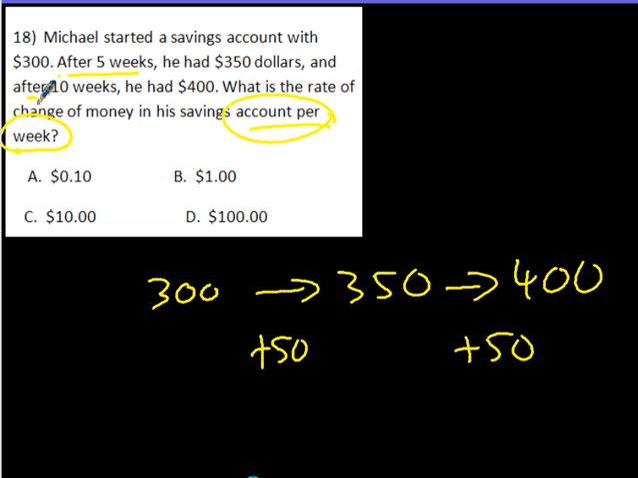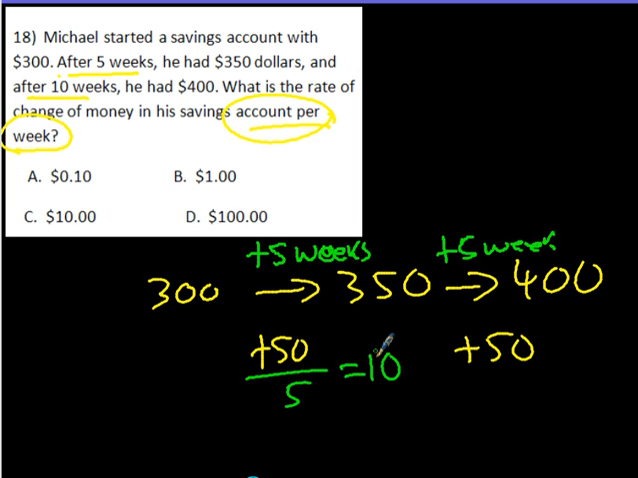After 10 weeks, which is another 5 weeks. So this is his growth plus 5 weeks, plus 5 more weeks. So it wasn't 15 total, it was after 5 and after 10. So 5 weeks, 5 weeks. Okay? So, rise over run, right? Time is going to be the independent and the growth in savings is dependent. So it's going to be 50 over 5 or $10 per week. C, right?